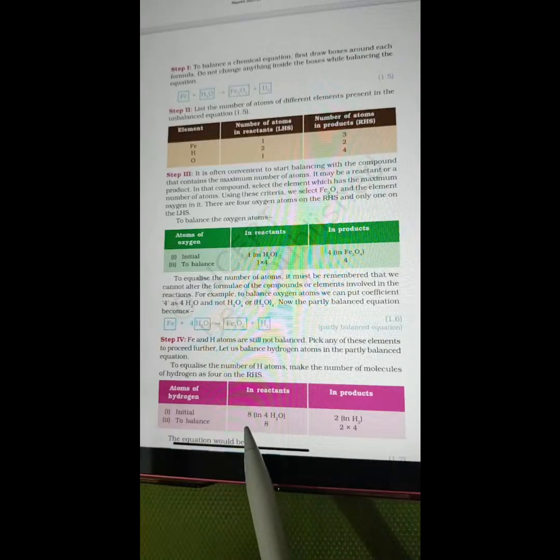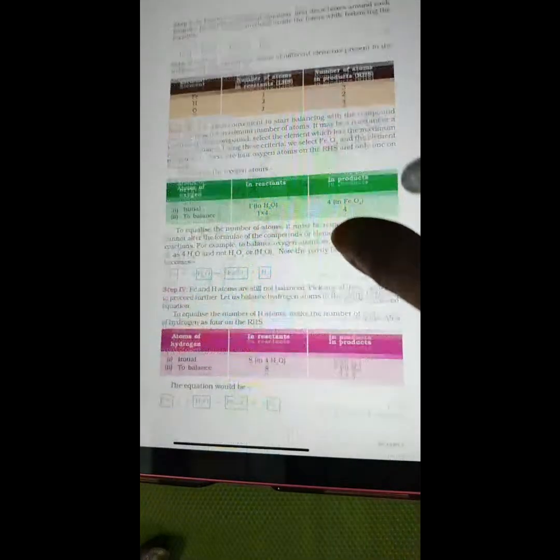Step number 4. Fe and hydrogen atoms are still not balanced. Pick any of these elements to proceed further. Let us balance hydrogen atoms in the partly balanced equation. To equalize the number of hydrogen atoms, make the number of molecules of hydrogen as 4 on the RHS. This has been shown here, because in the reactants or LHS, the number of hydrogen atoms is 8, but in the products, there were only 2. So what are we required to do? We need to multiply this 2 with the 4 to get 8 on both the sides.